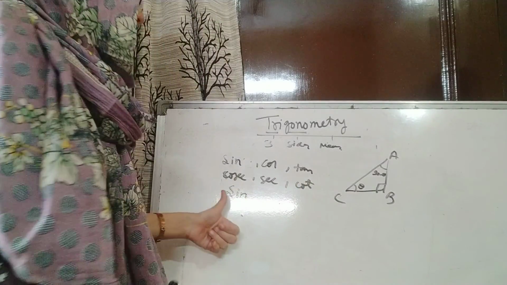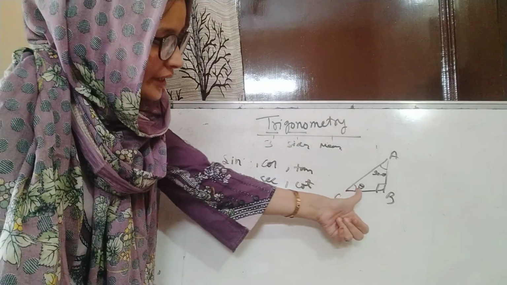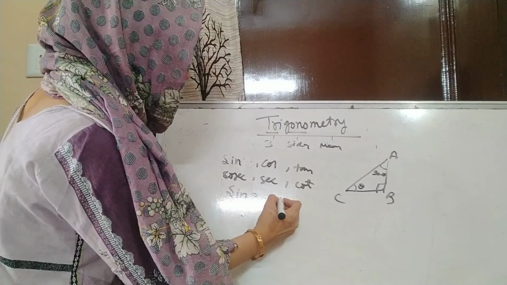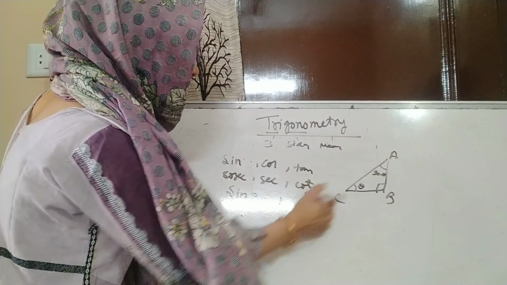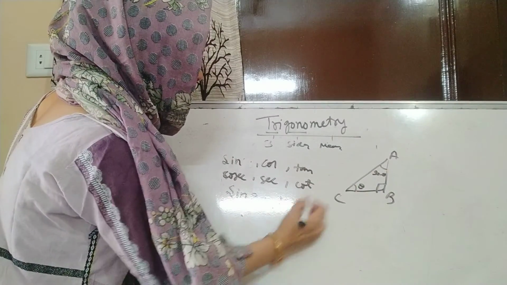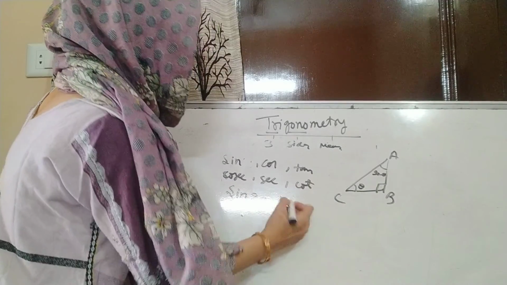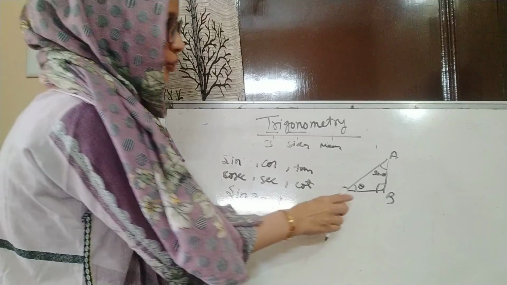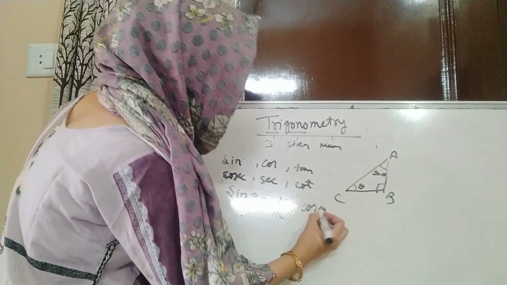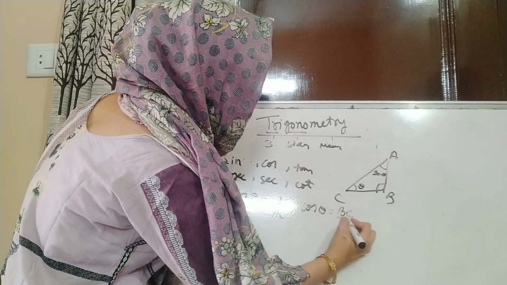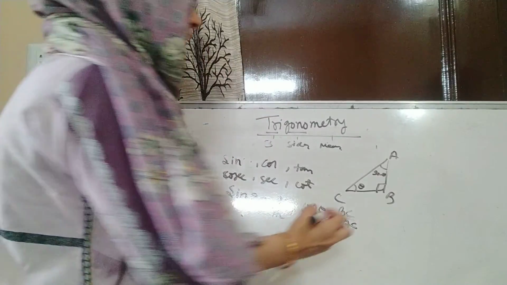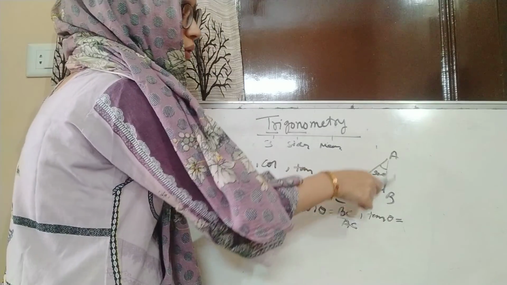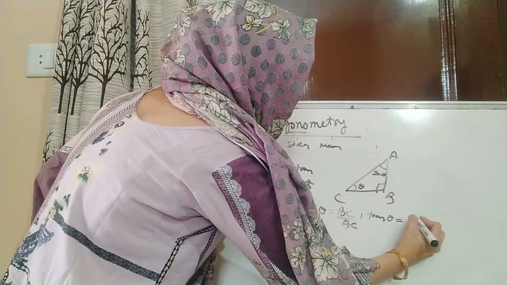So these will be applied on some variable, and here I am taking the variable as theta. So sine of any angle theta can be defined as perpendicular upon hypotenuse. Here perpendicular is AB and hypotenuse is AC. Cos theta can be defined as base upon hypotenuse. So base is BC and hypotenuse is AC, BC upon AC. And tan theta can be defined as perpendicular upon base. Perpendicular is AB and base is BC.